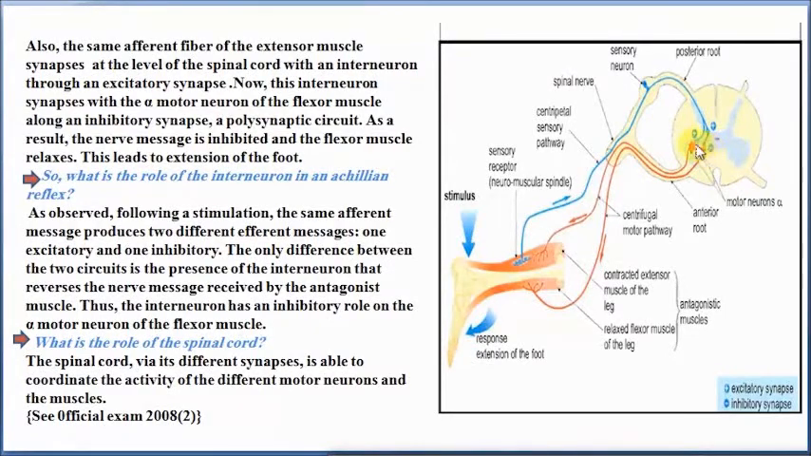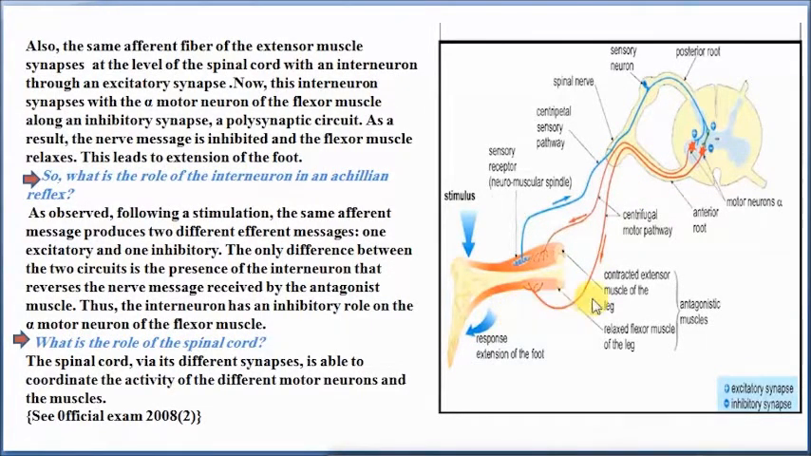The only difference between the two circuits, remember this is the circuit of the extensor, the blue one, and then you go to the red, this is the circuit of the flexor, is the presence of the interneuron that reversed the message received by the antagonist muscle. So the interneuron is going to have an inhibitory role on the alpha motor neuron of the flexor muscle.